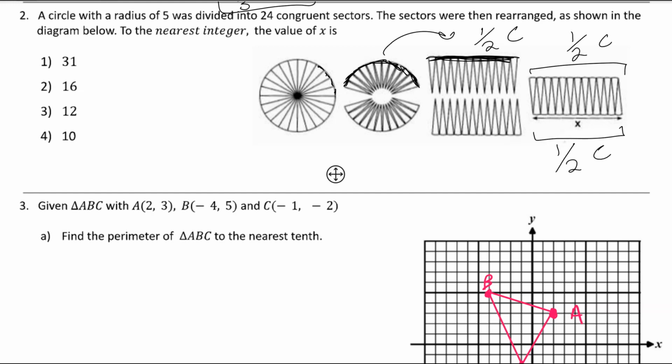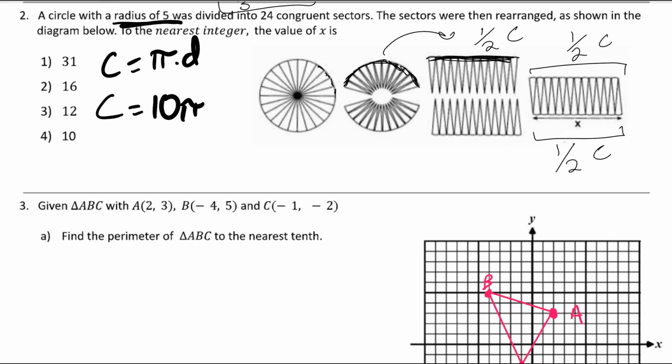Remember, the formula for circumference is circumference equals pi times my diameter, and I'm told that the radius was 5, so my diameter is just 10 units. So that's my full circumference. To find half of that, I can just divide this by 2 to find that half of the circumference is 5 pi. But they asked for it to the nearest integer, so I'm going to have to round this a little bit.